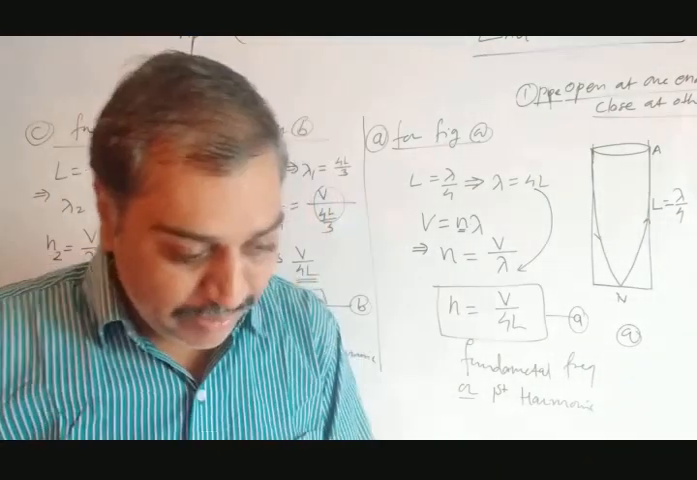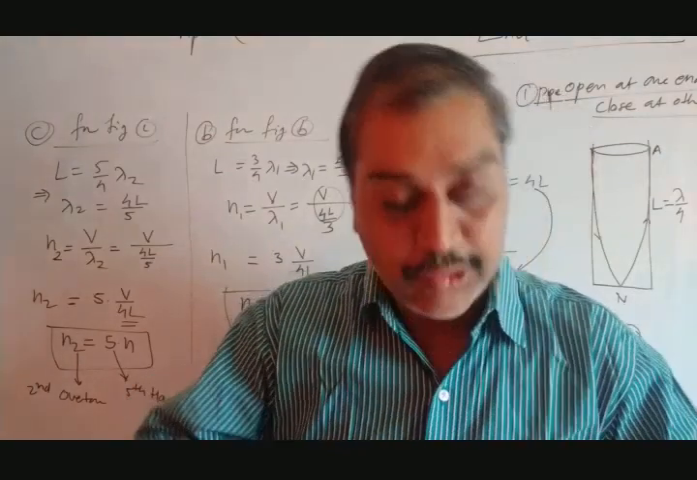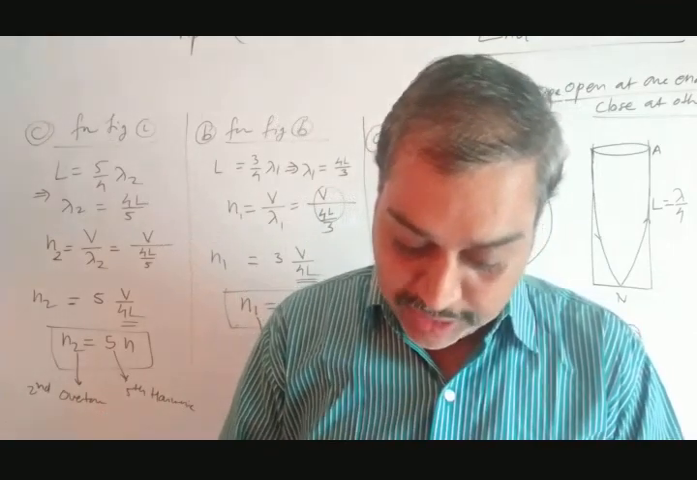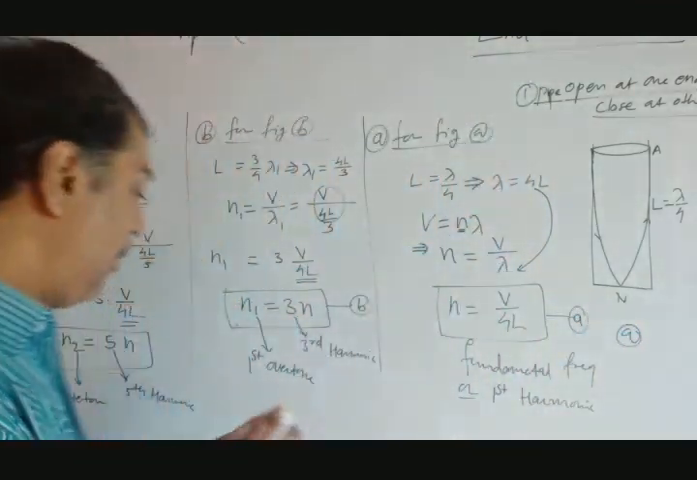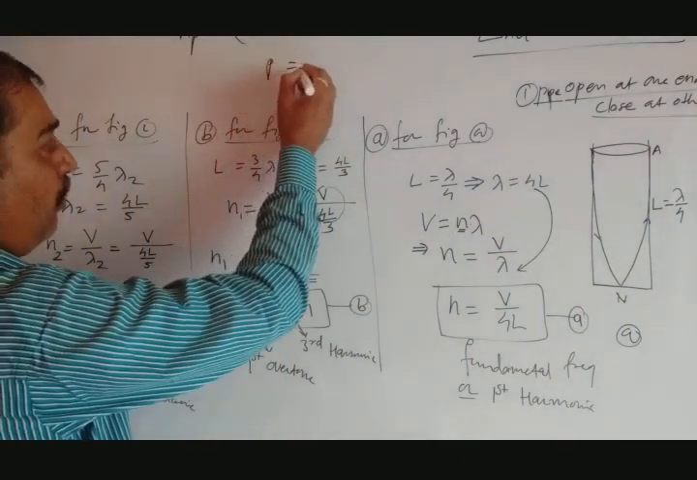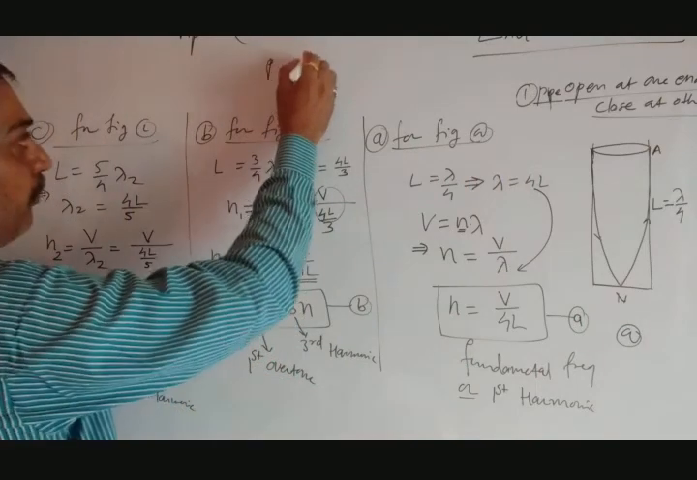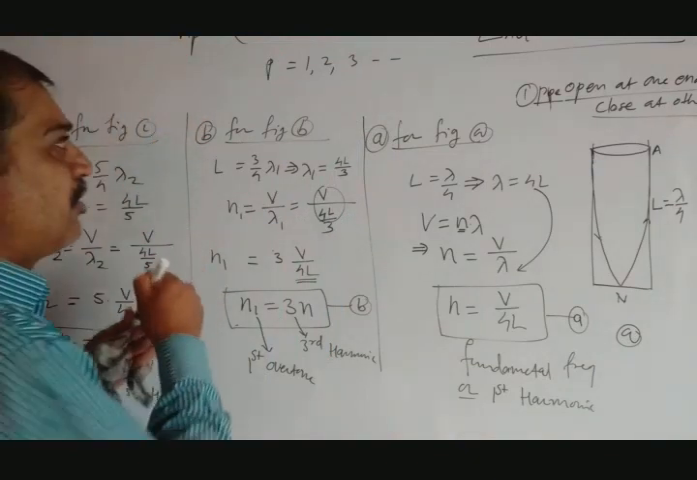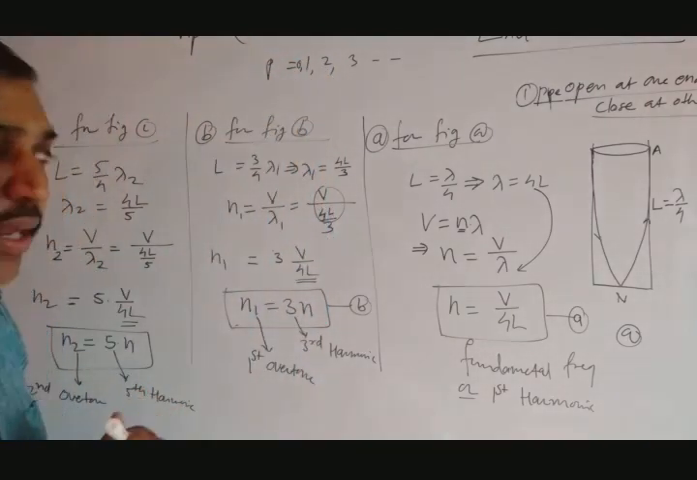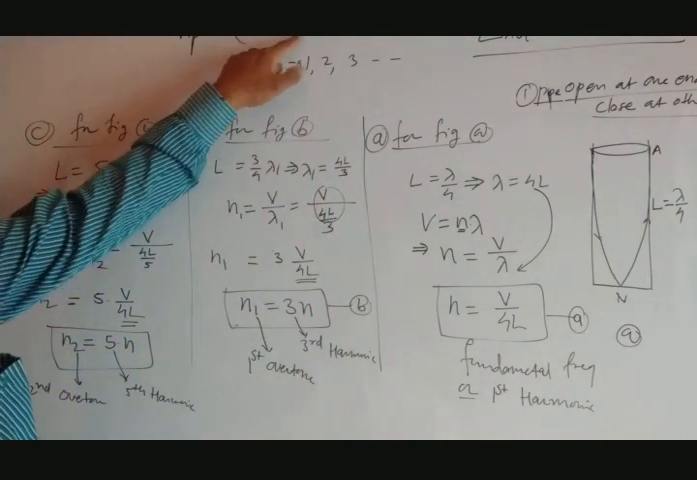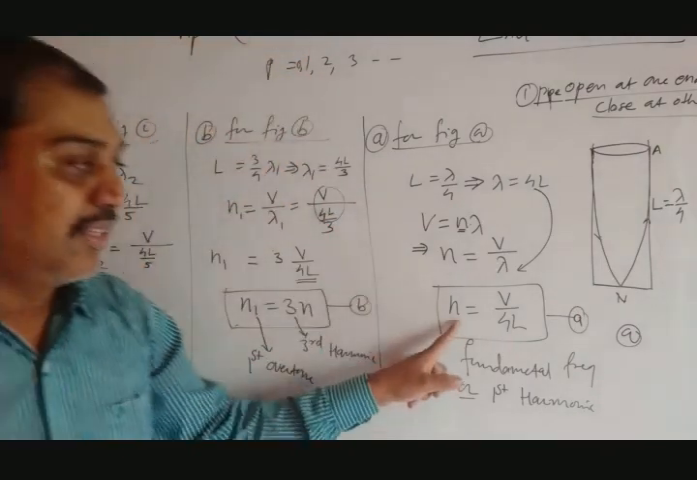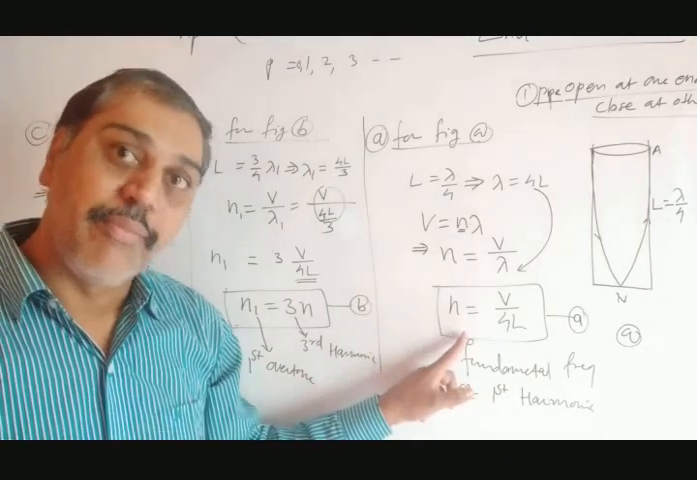So it is (2p plus 1) into n, where p varies as 1, 2, 3, and so on up to the last one. Suppose p equal to 0 also you can take here. If p is 0, 0 into 2 is 0, so it is 1 n. So n0 equal to n. That is the original frequency, the fundamental frequency.